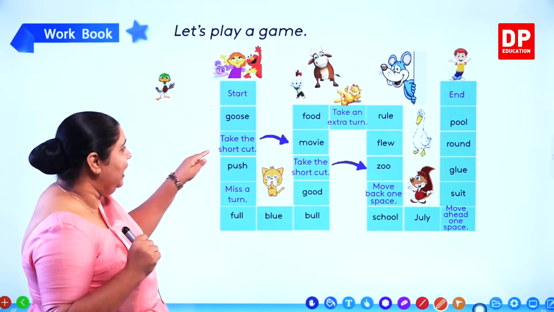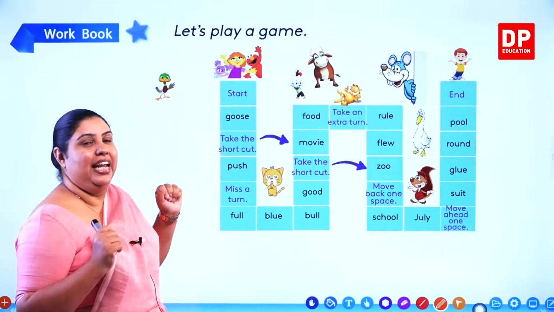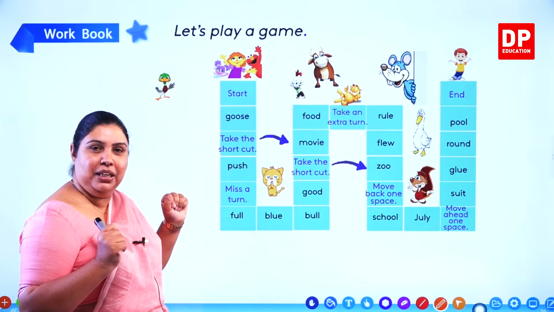Then if we come to the next square, it says take the shortcut. Take the shortcut. What does that mean?